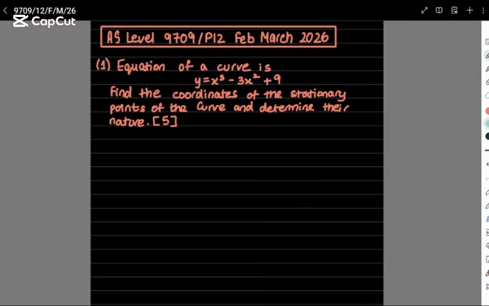Right, so question number 1. The equation of a curve is y is equal to x cubed minus 3x squared plus 9. Find the coordinates of the stationary points of the curve and determine their nature.